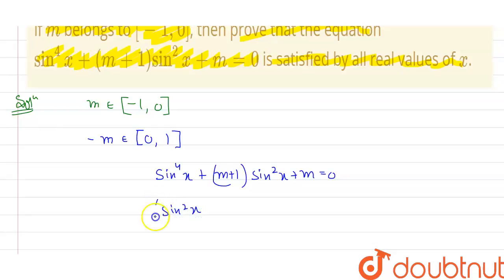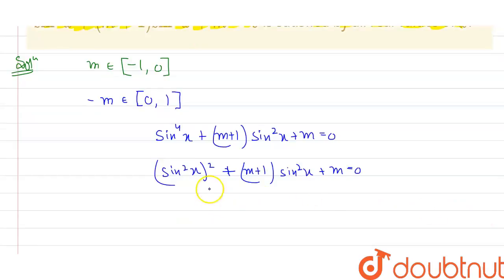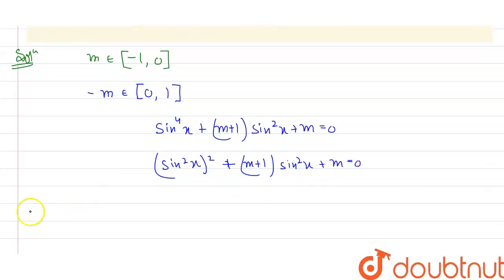In that case I can write this as (sin^2 x)^2 + (m+1) sin^2 x + m = 0. Now you can clearly see that this is a quadratic equation in sin^2 x. Before solving it, we know that the sin^2 x value belongs from 0 to 1. We know it very well.